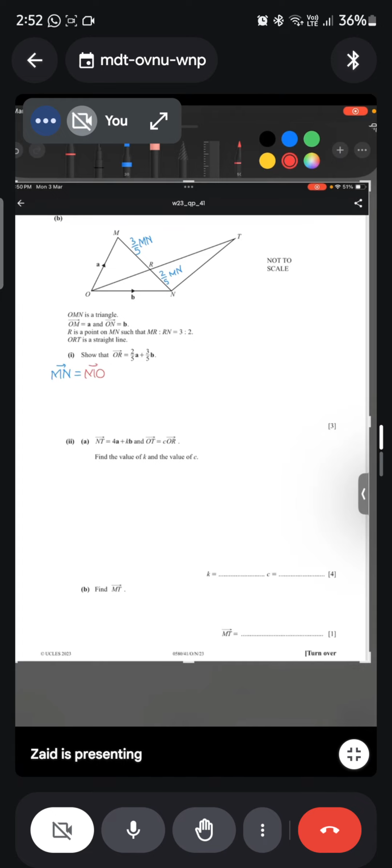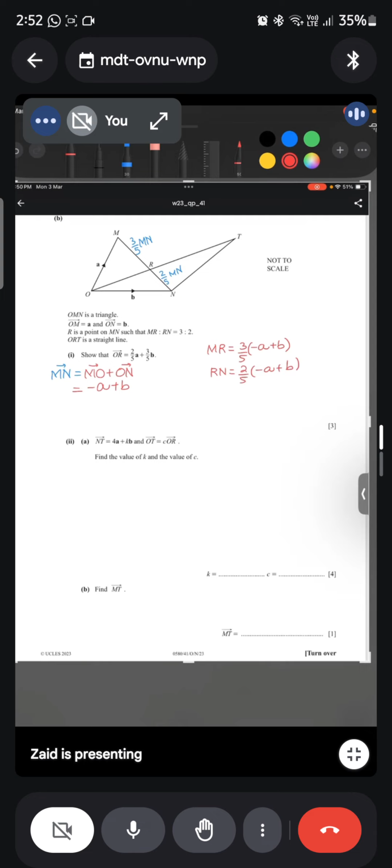MO plus ON. Okay. MO, so I have to move downward, so it's negative A. ON is plus B. Okay. Now my MN, my MR is going to be 3 over 5 of negative A plus B. And my RN is 2 over 5 of negative A plus B.